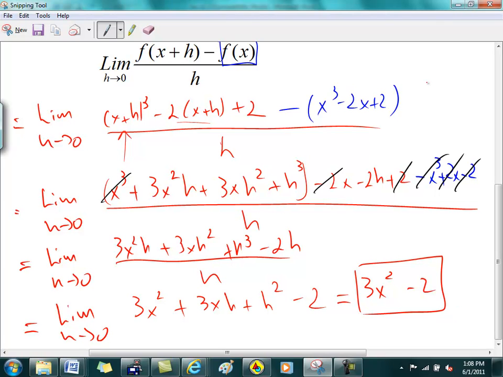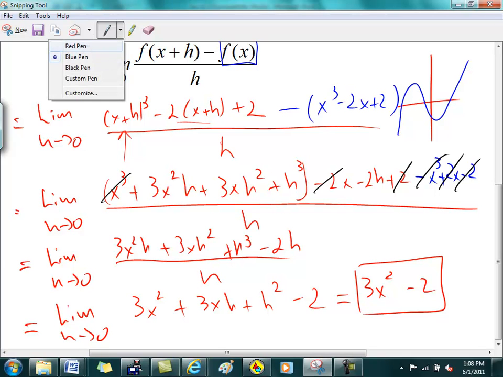So remember what this answer is telling you. It's telling you that you've got this funky graph. And it's telling you that the slope of the tangent line, depending on where you draw the tangent line, you could draw it there, you could draw it here, you could draw it there, that slope is always given by this equation.